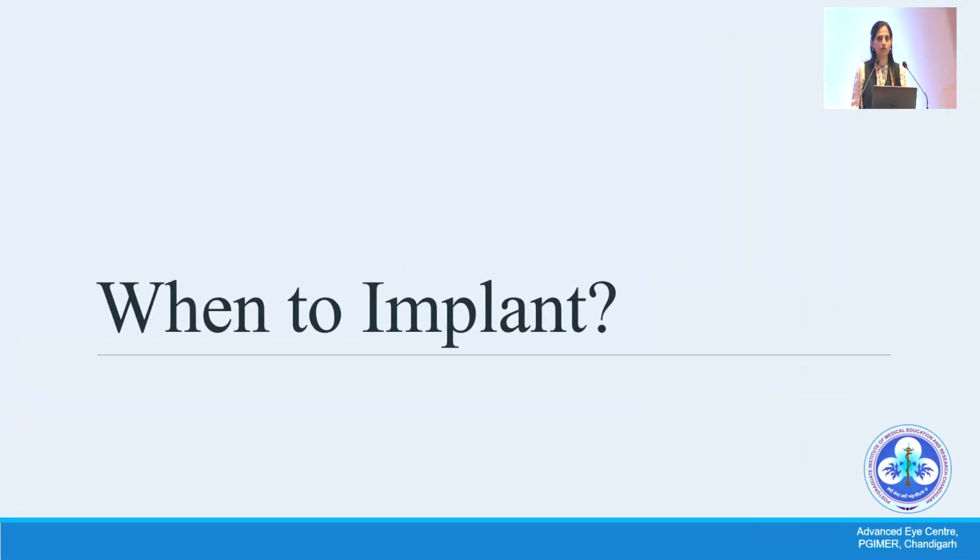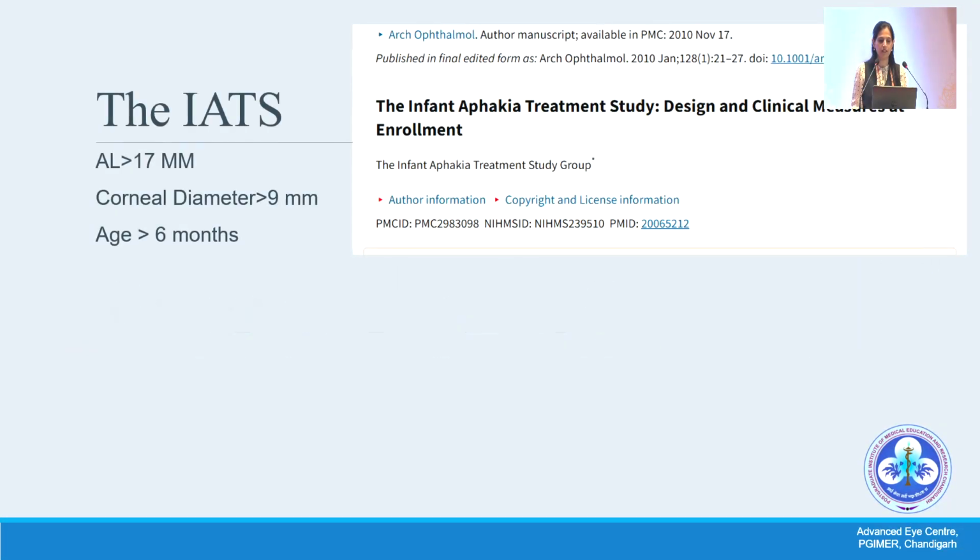The first question being when to implant an intraocular lens. The Infant Aphakia Treatment Study, which has been recapitulated by Dr. Parul, said that axial length more than 17, a corneal diameter more than 9, and an age more than 6 months is your cutoff for intraocular lens implantation.